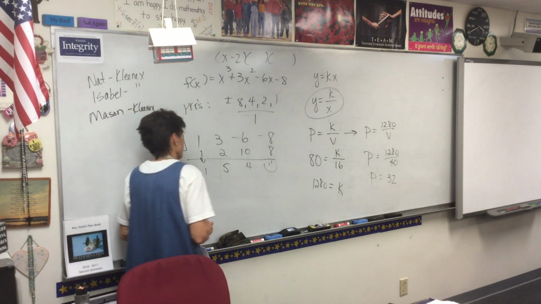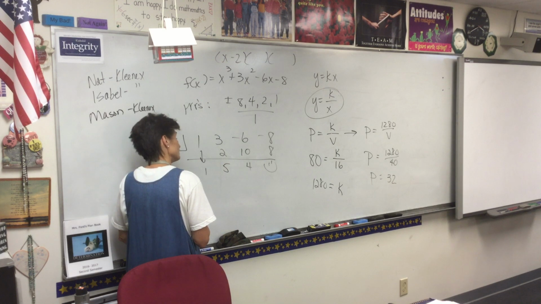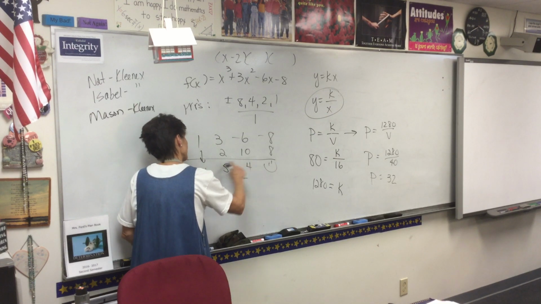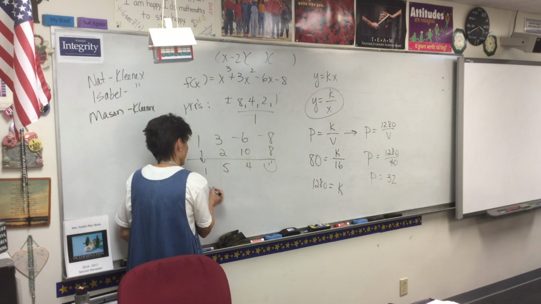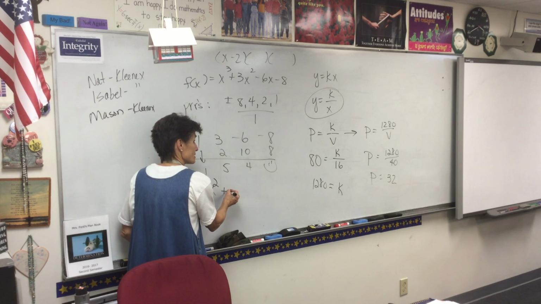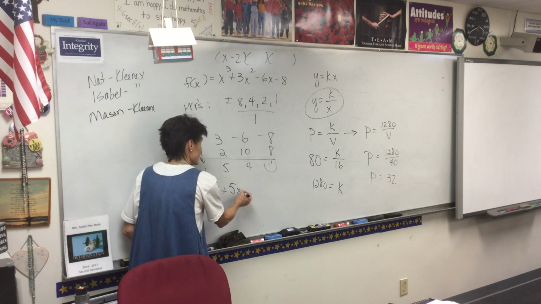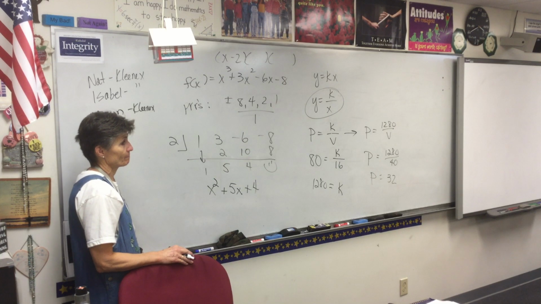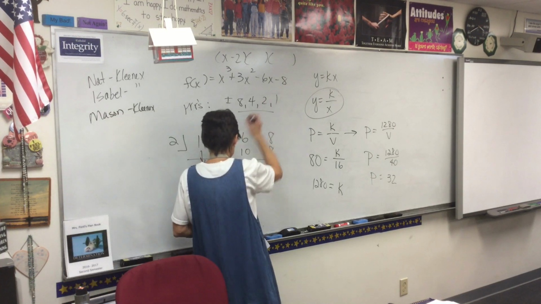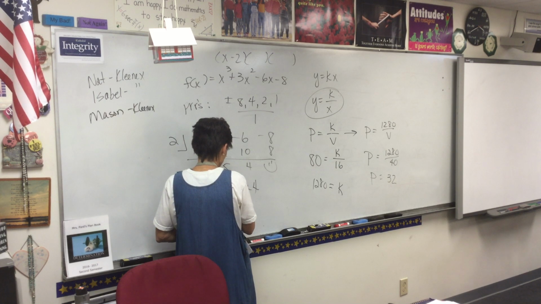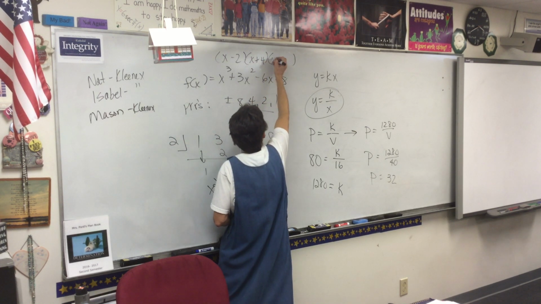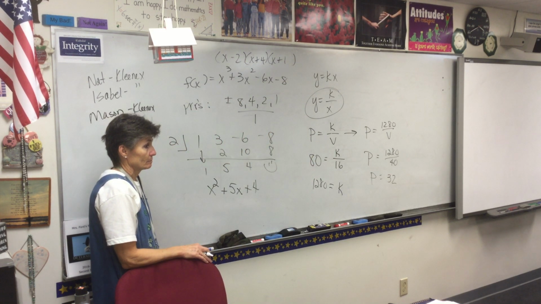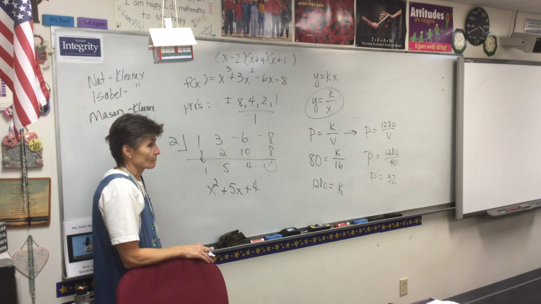Maya, what's left here? What's that stand for? So x squared plus 5x plus 4. And Maya, what do I do with that? I factor that. So the other two factors would be x plus 4 and x plus 1. Right?